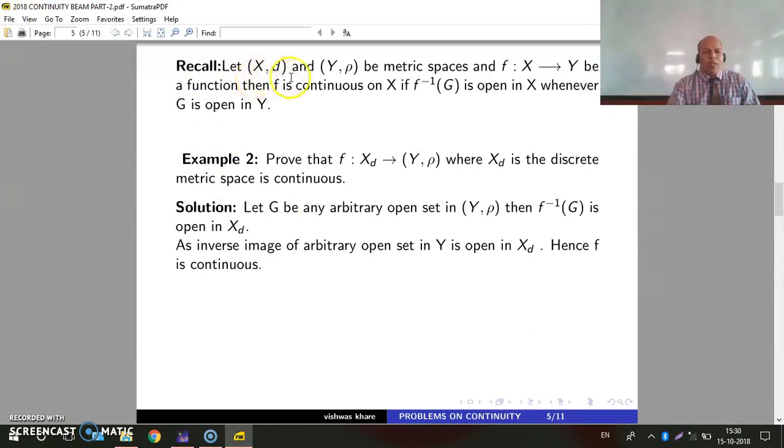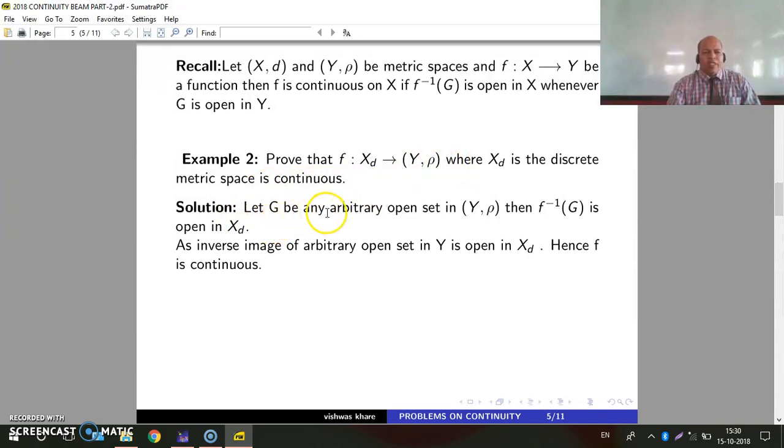Now recall, let (X, d) and (Y, ρ) be metric spaces and f from X to Y be a function. Then f is continuous on X if f inverse of G is open in X whenever G is open in Y. Using this, we have example 2. Prove that f from (X, d) to (Y, ρ), where (X, d) is a discrete metric space and (Y, ρ) is any arbitrary metric space, is continuous.